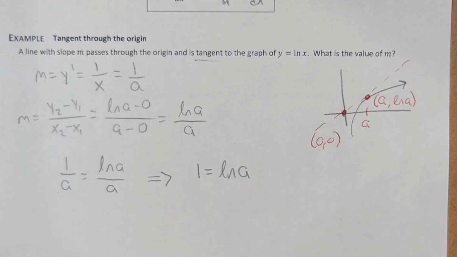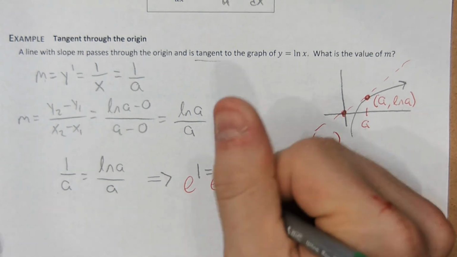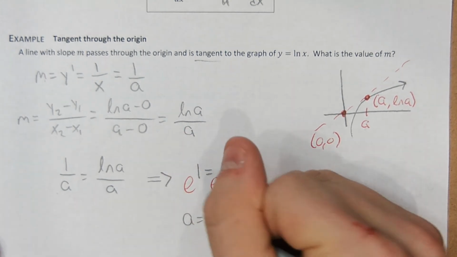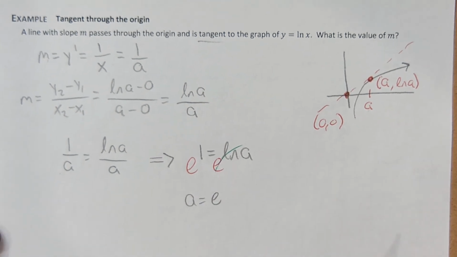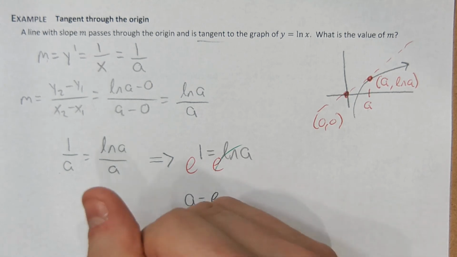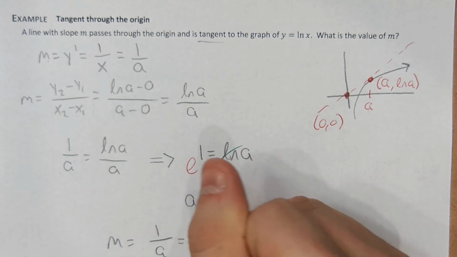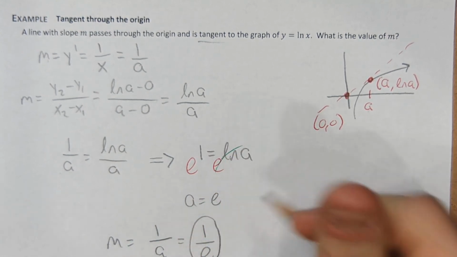We need the ln to go away, so we just use e. Base e cancels ln. So what I know now is that a is the number e. What a strange thing to say, but e is a number. So a is equal to the number e. That means m, which was 1 over a, is actually 1 over e. And that is the slope of the line that is tangent.